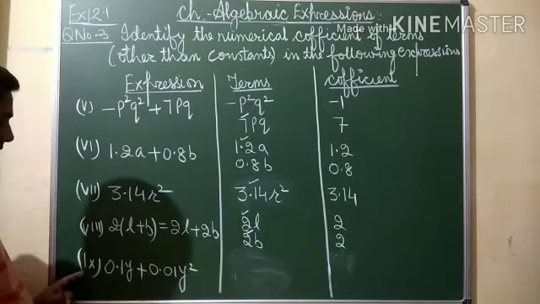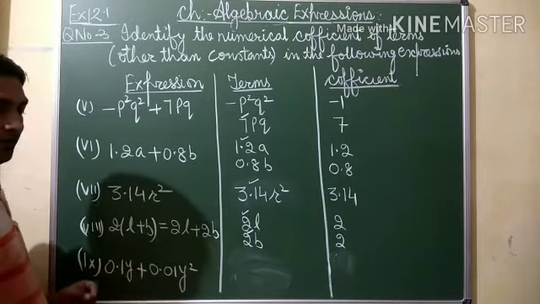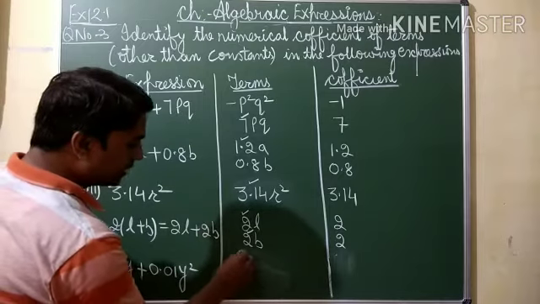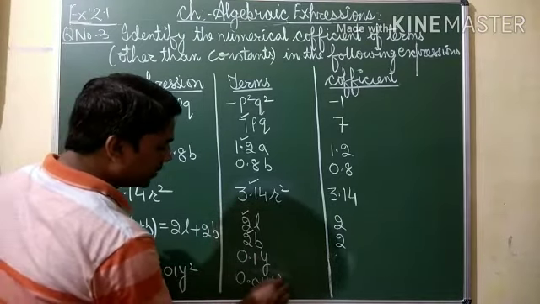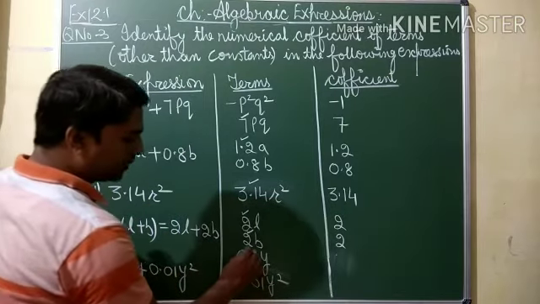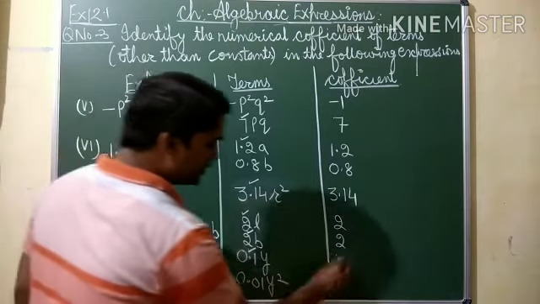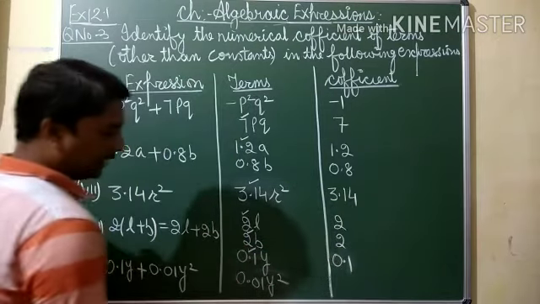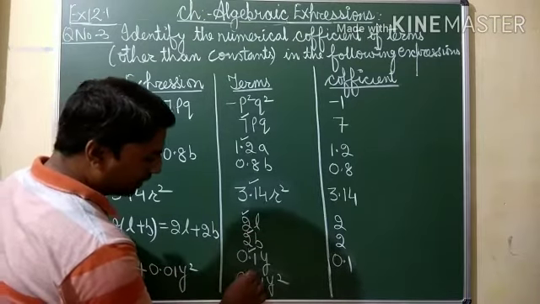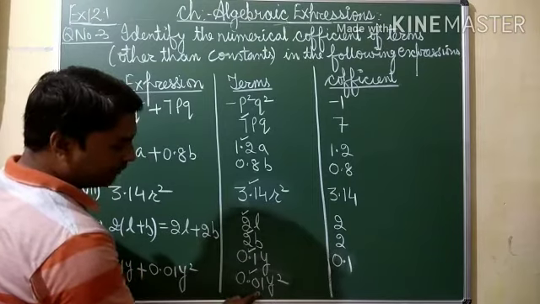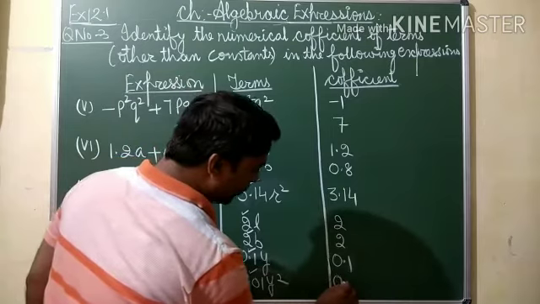Next is 9th part. The expression is 0.1y plus 0.01 y square. Since this expression contains the terms 0.1y and 0.01 y square, 0.1y has numerical factor 0.1, therefore the coefficient of the term 0.1y is 0.1, and term 0.01 y square has numerical factor 0.01, therefore the coefficient of the term 0.01 y square is 0.01.